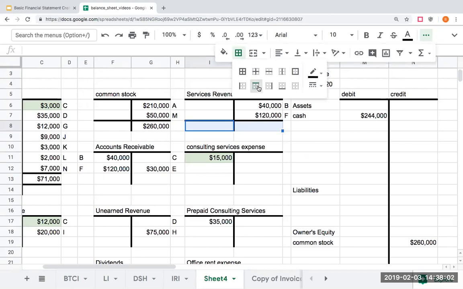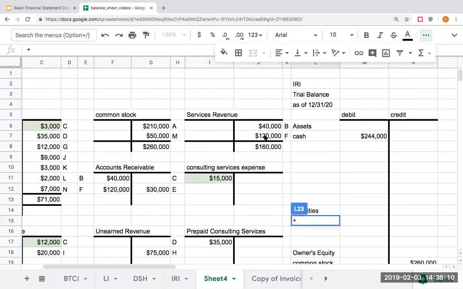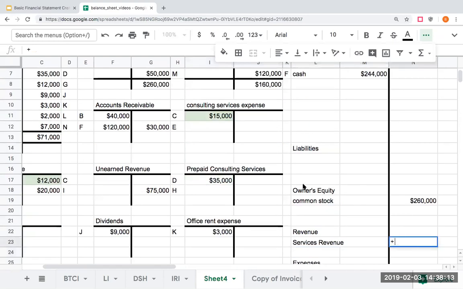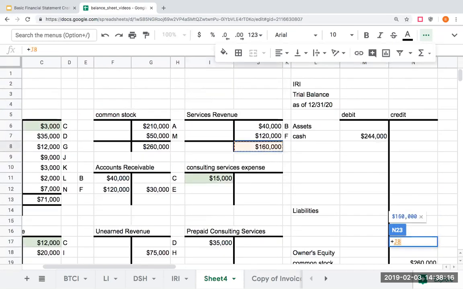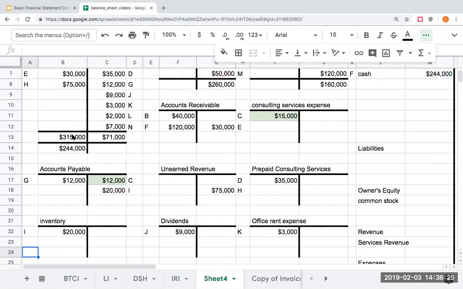Services revenue: I add up these two amounts and get $160,000 credit. So for services revenue, I've got a revenue of $160,000 credit. Now I'm going to go to accounts receivable. Here I have 30,000 in credits and 160,000 in debits. My ending balance in accounts receivable is going to be 130,000.